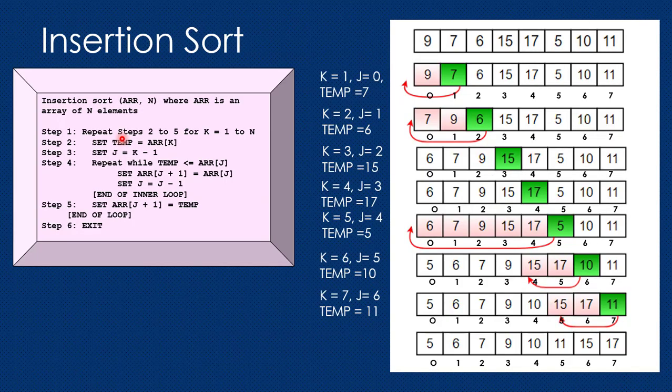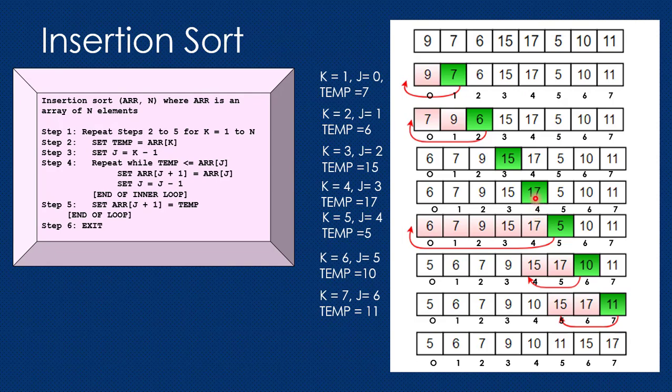Now we see the insertion sort with an example. So we are going to traverse this insertion sort algorithm with an example. Basically what the insertion sort does is it partitions the given array into two parts. This part which you are seeing here is the unsorted array, and this part, let me show you here, is the sorted array. 6, 7, 9, 15 is the sorted array, and this part 17, 5, 10, 11 is the unsorted part.